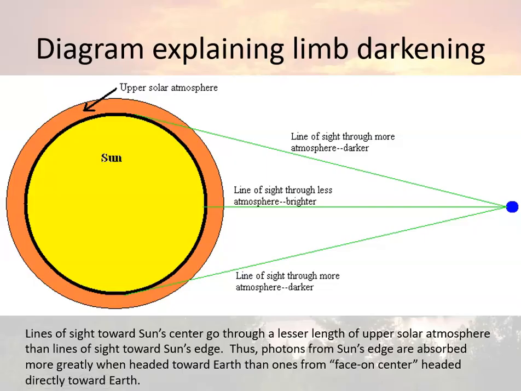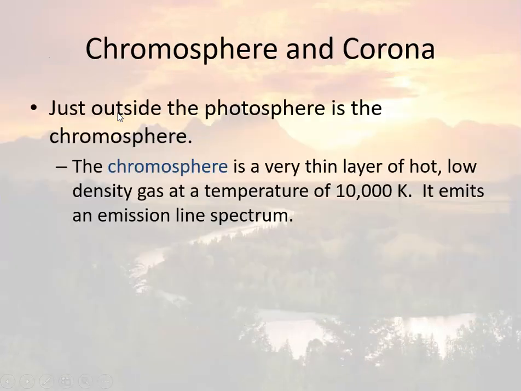Well, here's the idea. We have the solar atmosphere, and the solar atmosphere has some thickness to it. So when you're looking straight toward the middle of the sun, your line of sight is only going through the thickness of the solar atmosphere. But when you look toward the edge, that is the limb, your line of sight is going through more than just the thickness of the solar atmosphere, because it's going through at an oblique angle. So there's more attenuation of the light there, which is why the edge looks a little bit darker.